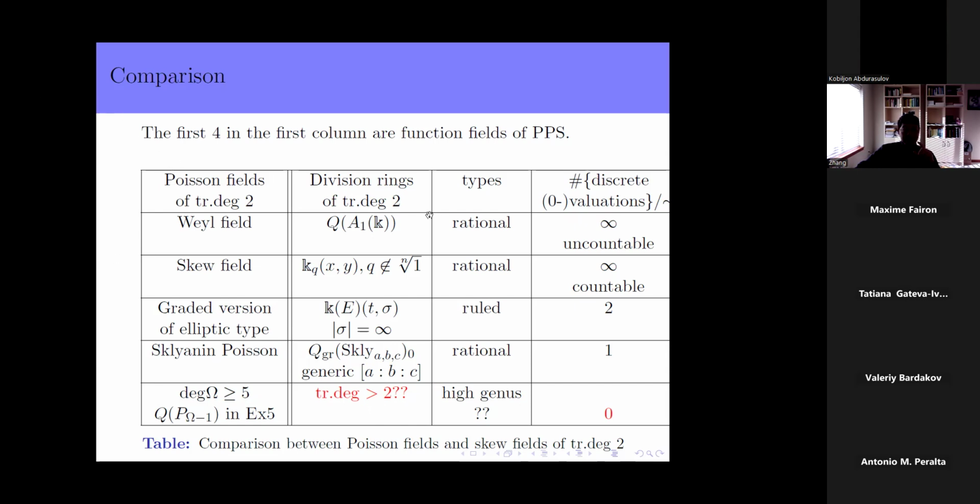All right, so this is a comparison. Of course, the way we compute it is different, but the results are exactly the same. So this also suggests that there's a really tight connection between the Poisson side and the non-commutative side.